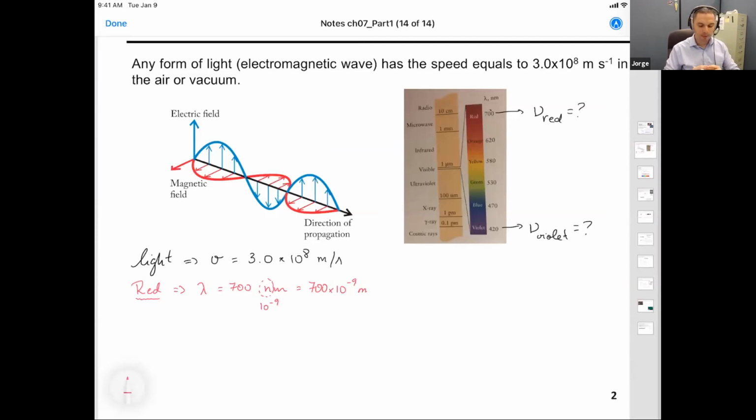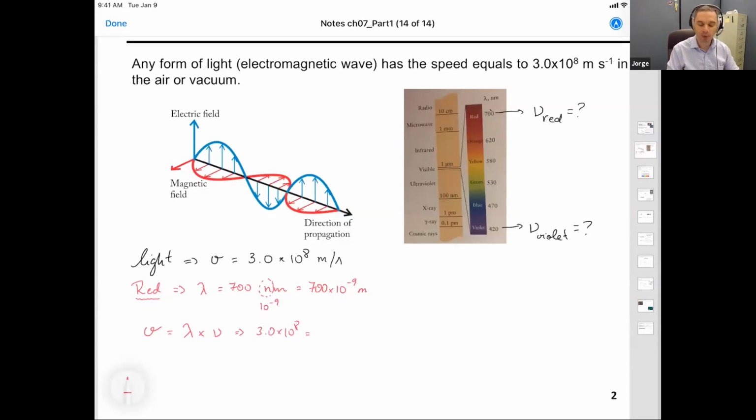Because red is light, that means the speed is 3 times 10 to the 8. And now we know the wavelength of red light, so we can find the frequency. Speed is equal to wavelength times frequency. Speed of light is 3 times 10 to the 8.